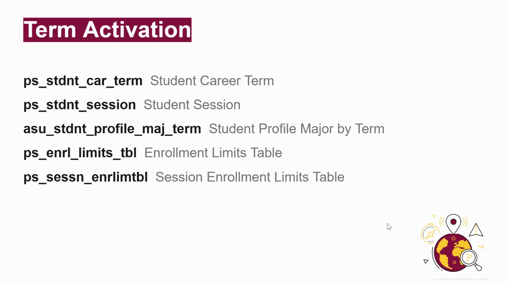Why do we term activate? A term activation causes the term to be available to the student in order to start adding classes to their shopping cart. There's a lot of other things that go on behind the scenes for that to actually happen. But if they're not term activated, they can't do any of that. Also, a prerequisite to term activation is having their residency status determined, either resident or non-resident. We can't term activate until that's happened.